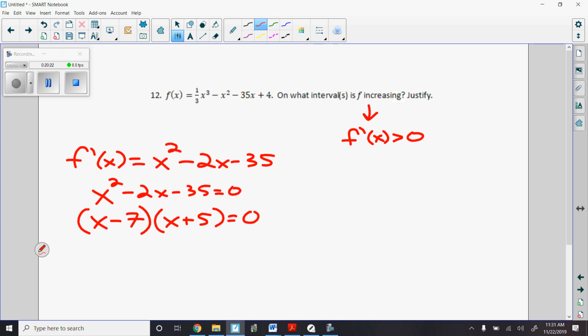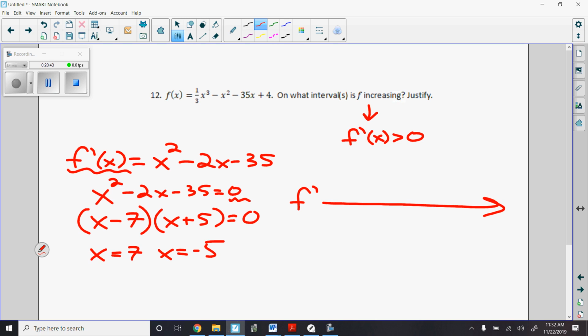Little RS method shortcut because my lead coefficient is a 1. So that gives me two solutions, x equals +7 and x equals -5. So that's when f prime of x equals 0, right? Because that's what I did. I found f prime of x and I set it equal to 0. So we're going to make a number line. Make sure you name that number line as f prime, because that's what we're testing. Because we want to figure out where f prime is positive. So I'm going to plot -5 on the left and 7 on the right.